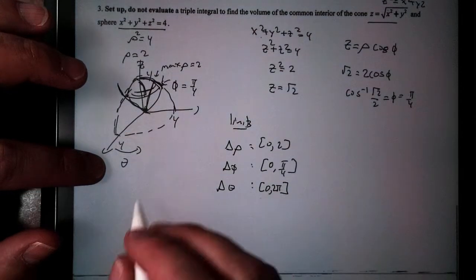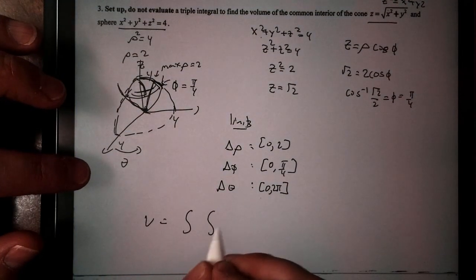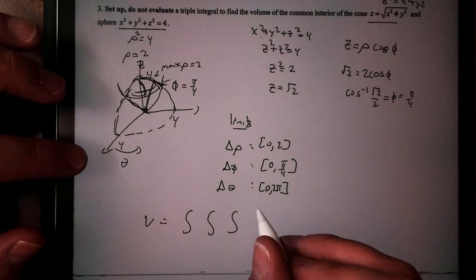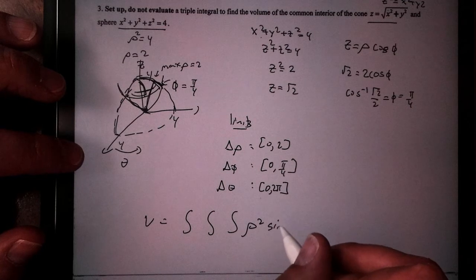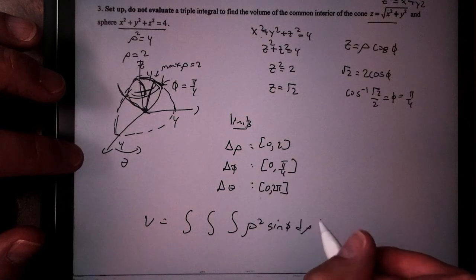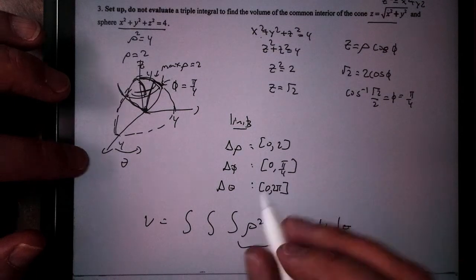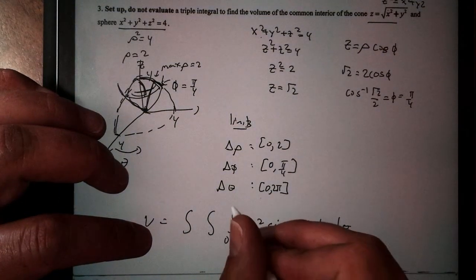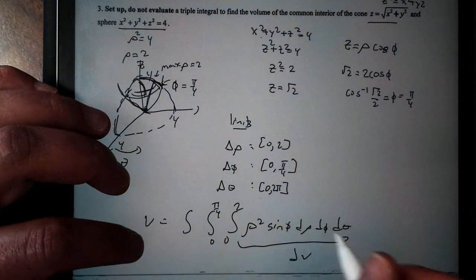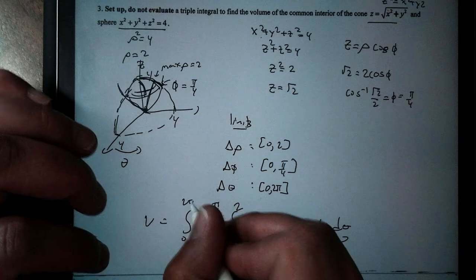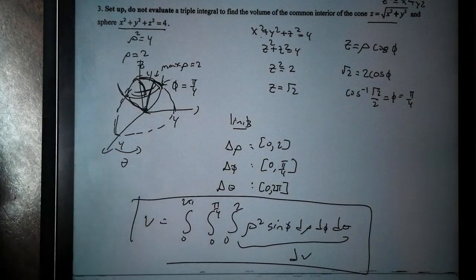And now we can write our volume, our triple integral. Remember, this is going to be rho squared sine phi d rho d phi d theta. Remember, this is our dV. Now we look at our bounds, which go from 0 to 2 for rho, 0 to pi over 4 for phi, and then 0 to 2 pi for theta. It looks ugly, but they're not terribly bad to solve. Alright, so there's our answer right there.